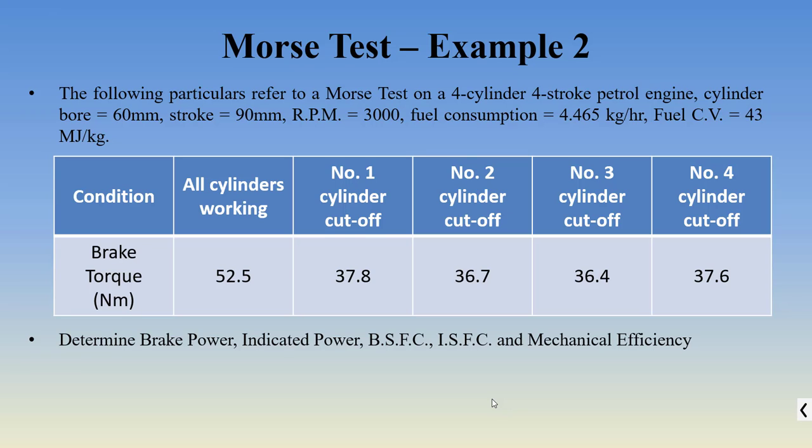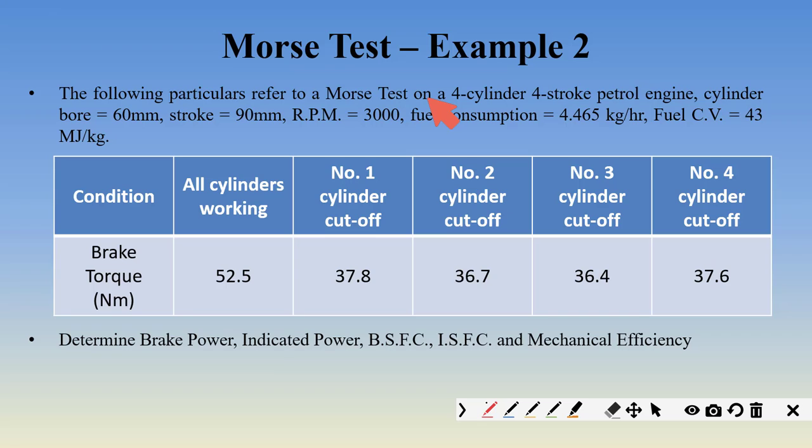So in the last video we saw the first sum on Morse test. Morse test, as I said before, is basically just a method to calculate the frictional power and indicated power, and it is generally used in an SI engine. So we saw the first example in the previous lecture, and in this lecture we will be seeing the second example on Morse test, and then we will be seeing some other methods.